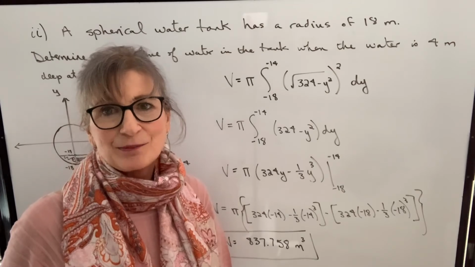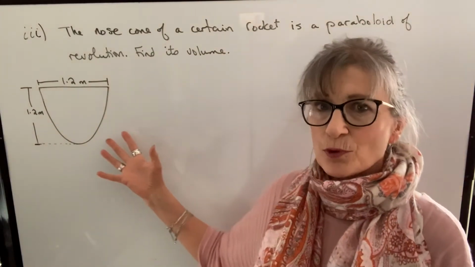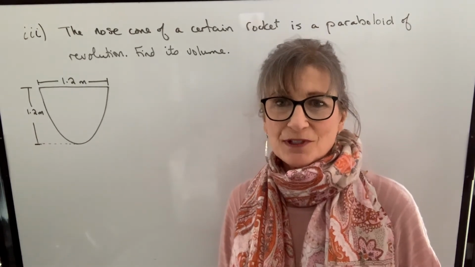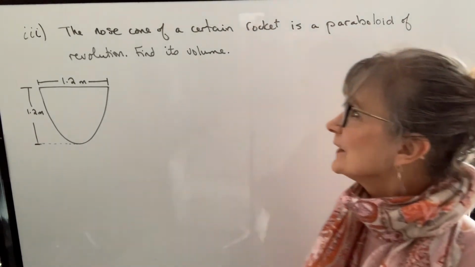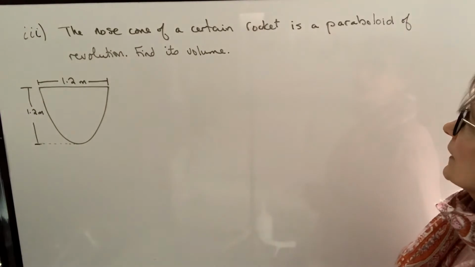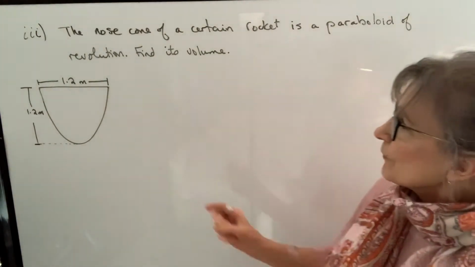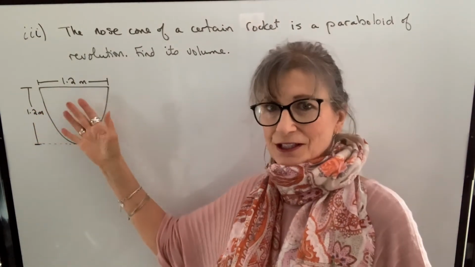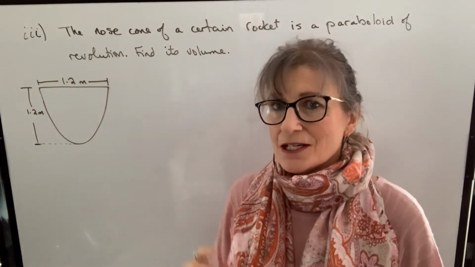Let's try one more example. Here's another example where we're given a shape, but we're not given the function that describes that shape, and so we have to do that. It says the nose cone of a certain rocket is a paraboloid of revolution. Find its volume. So although I've drawn it two-dimensionally, this is a solid.